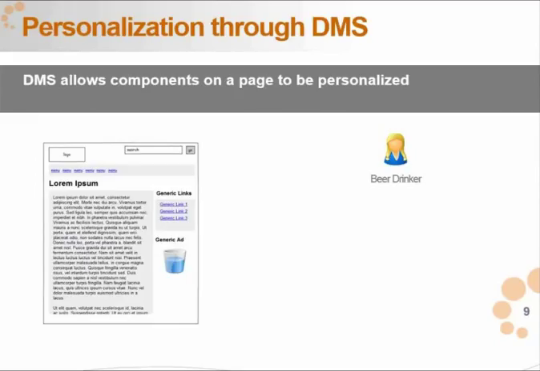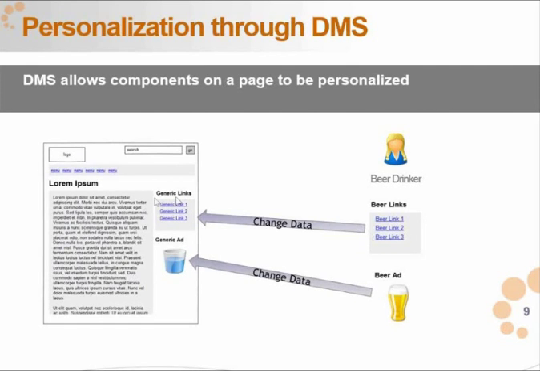If you see your site user clicking around articles about beer or looking for information about beer, you can guess that they are a beer drinker. Then you categorize them as a beer drinker, and once you know that, you can use DMS to change the data source or change the data, personalizing each component based on who they are.